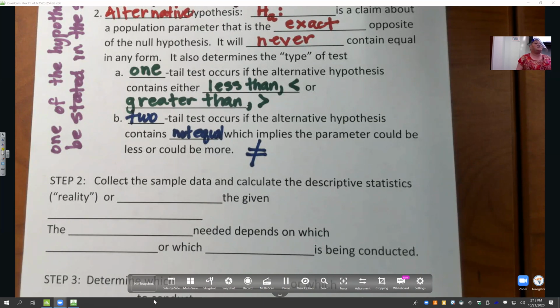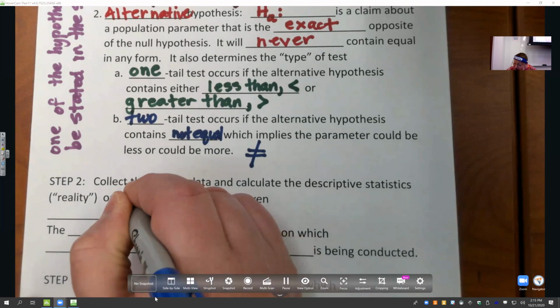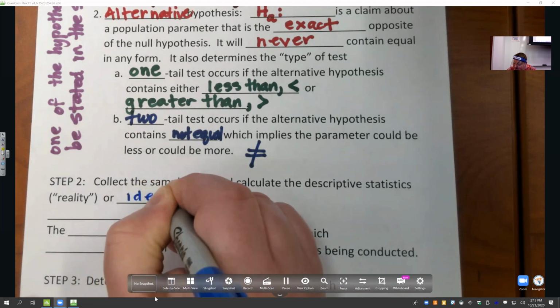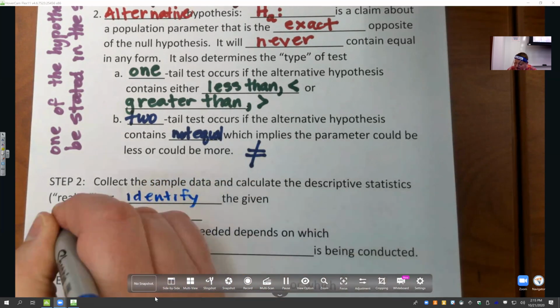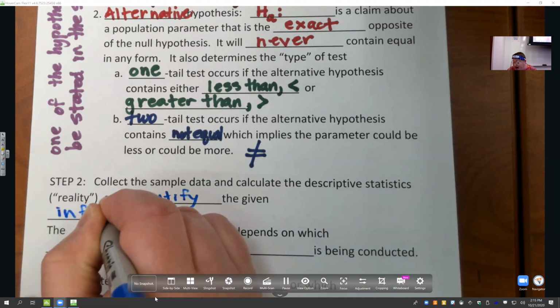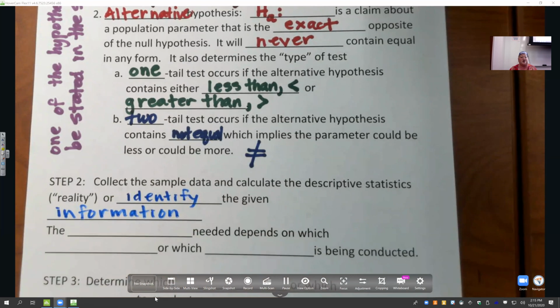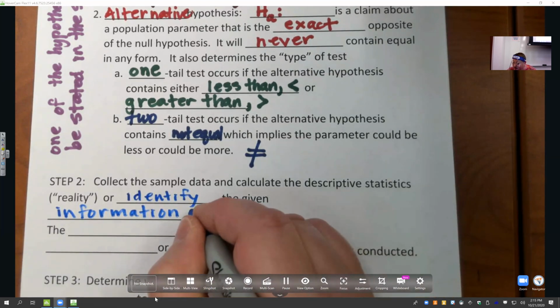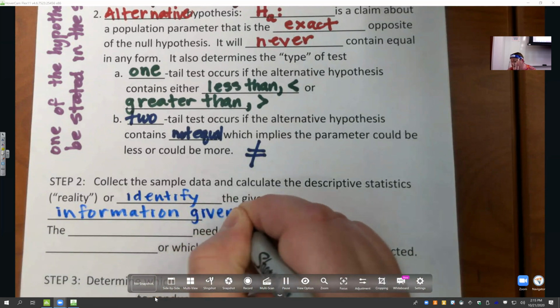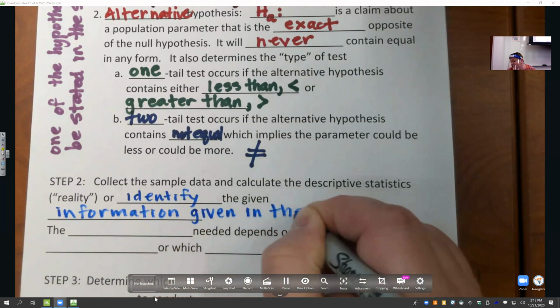Because of the limitations of time and being in the classroom, we can't do that. So it says, or identify the given information. All of the information that you need to work the problem, to conduct the hypothesis test, will be given to you in the scenario. Okay, identify the information given in the scenario.